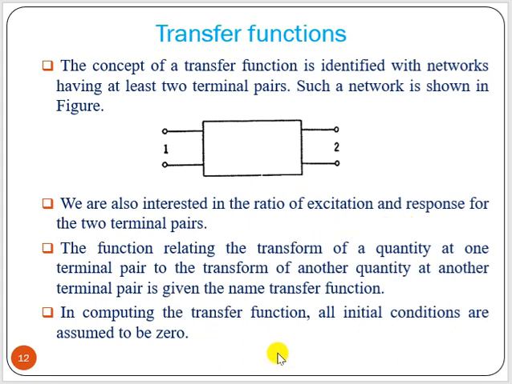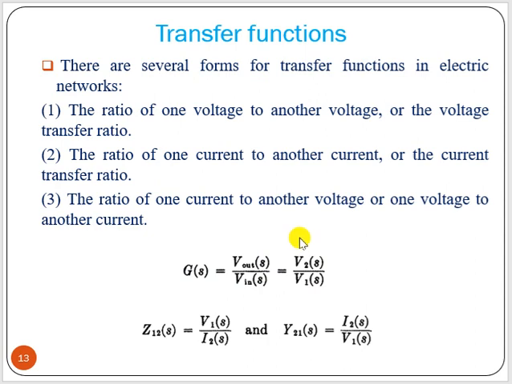The function relating the transform of a quantity at one terminal pair to the transform of another quantity at another terminal pair is given the name transfer function. In computing the transfer function, all the initial conditions are assumed to be 0. This is the main point that you have to remember. Now there are several forms of transfer function in electrical networks.